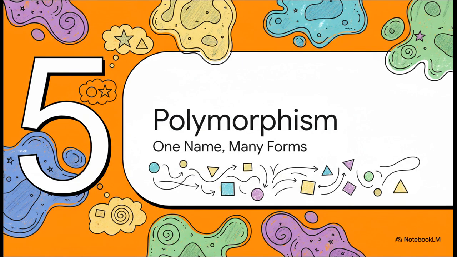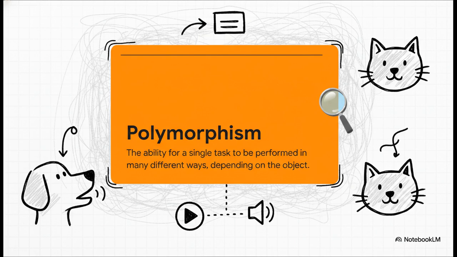All right, next up is a big one with a fancy name, polymorphism. It sounds intimidating, I know, but it comes from Greek and literally just means many forms. And honestly, that's the perfect way to describe what it does. And this, my friends, is where your code starts to get really flexible and powerful.